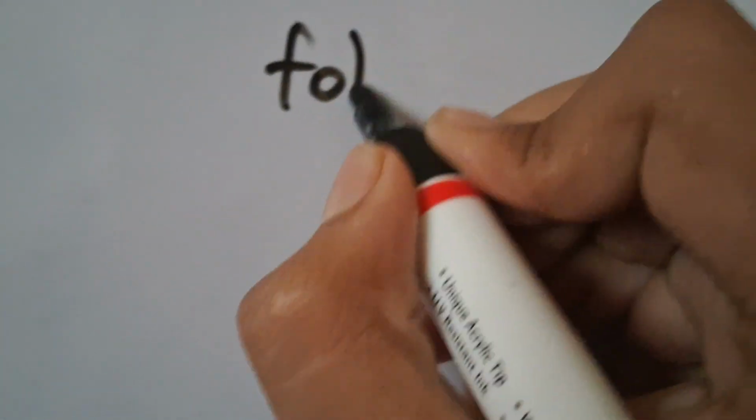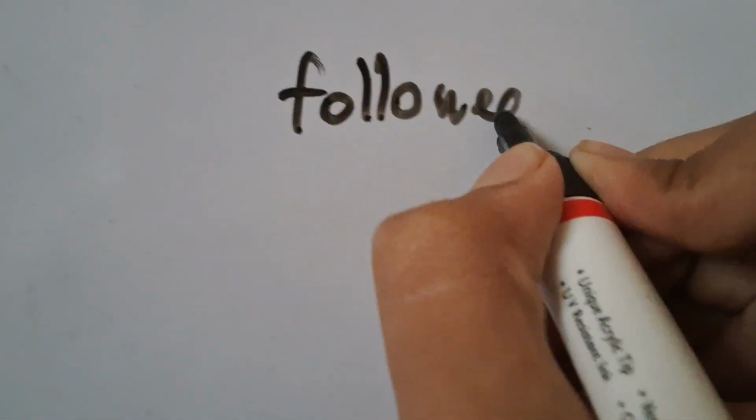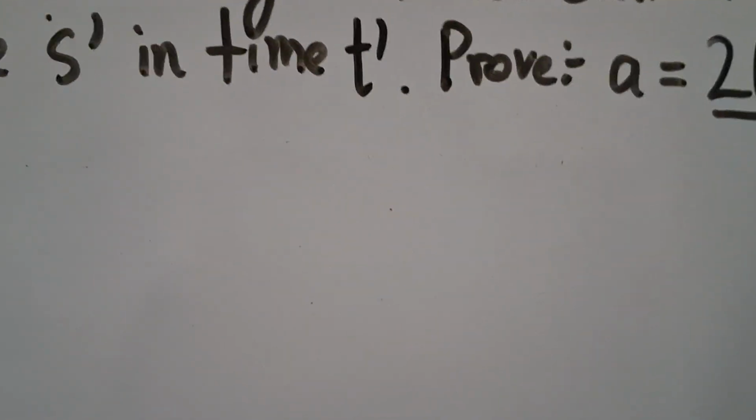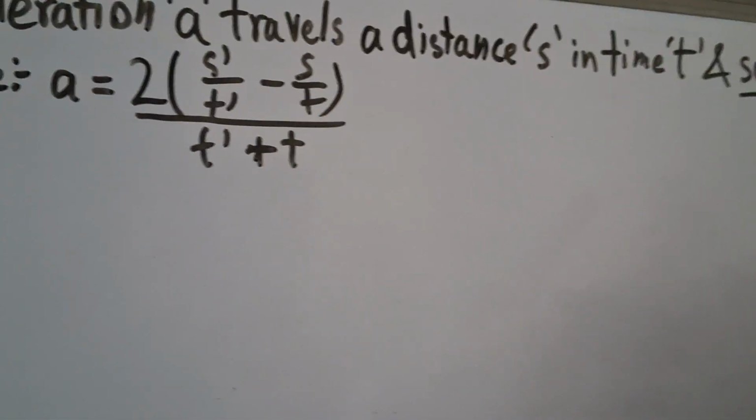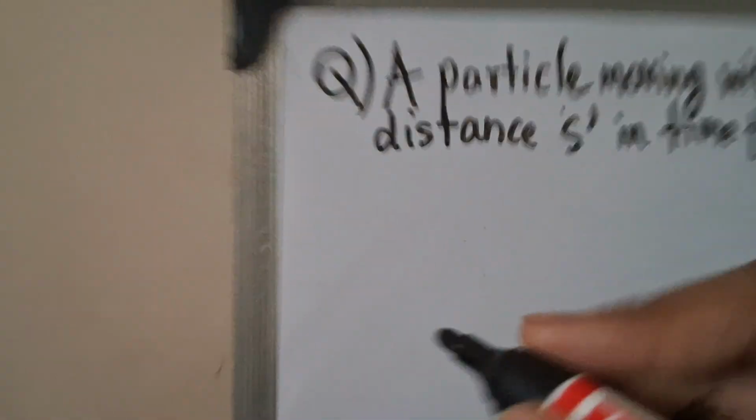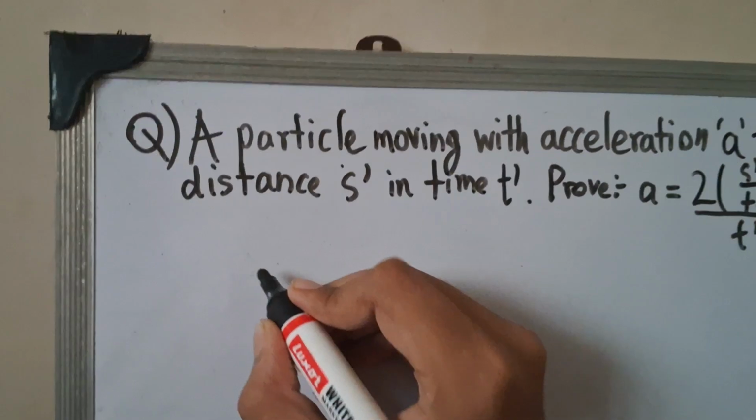What does this word subsequently mean? It's like followed by. You have heard of followed by, just like that. It's subsequently, just the same meaning. So what is s? It is the distance traveled in time t with acceleration a. So let's write the formula for s.